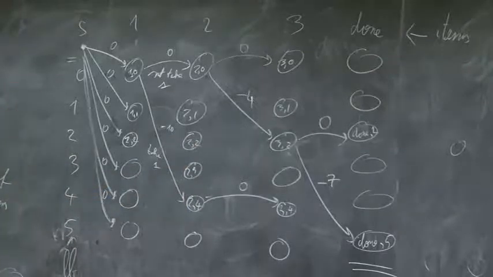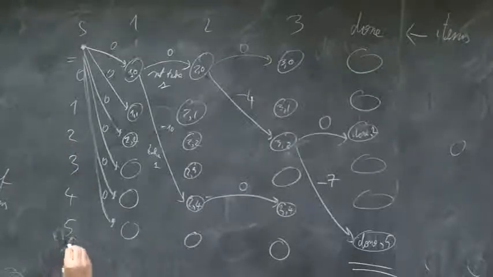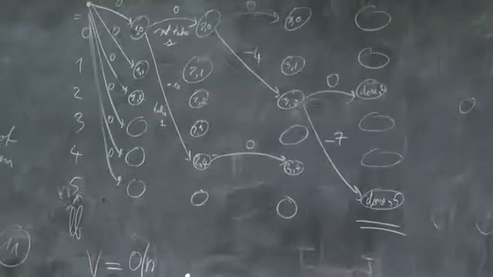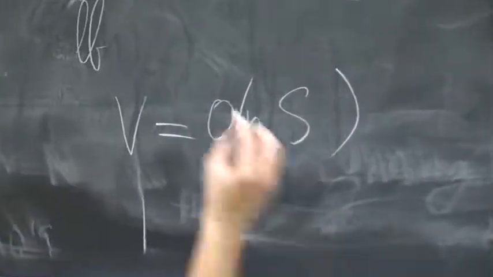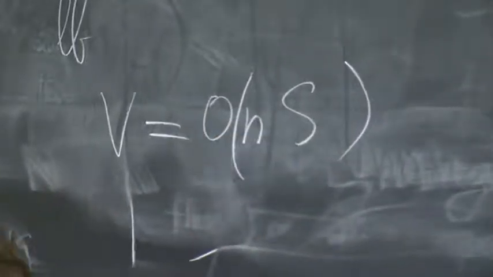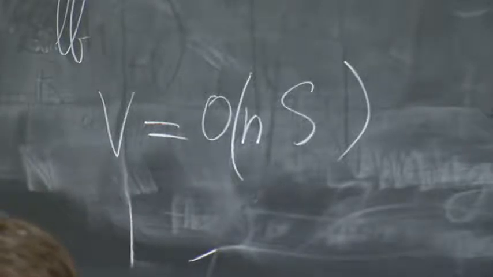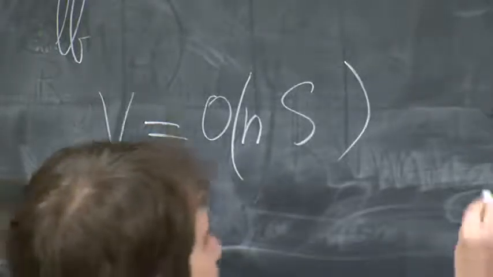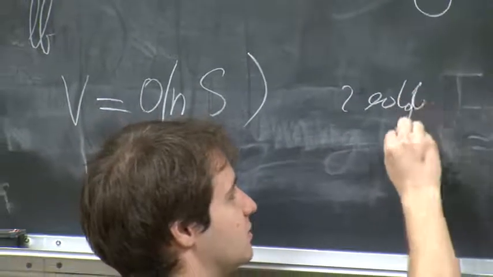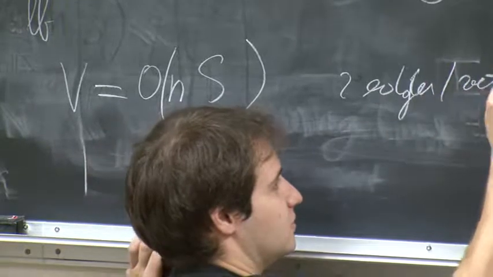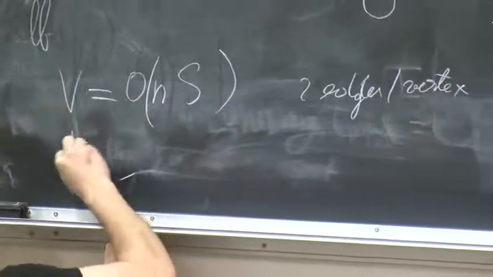n times capacity, right? Yep. So it's actually n plus 1 times capacity plus 1. But I don't want to deal with that, so I'm going to use order of so that I don't have to deal with that. How many edges going out of a vertex? Yep. So at most 2 edges per vertex. So how many edges total?